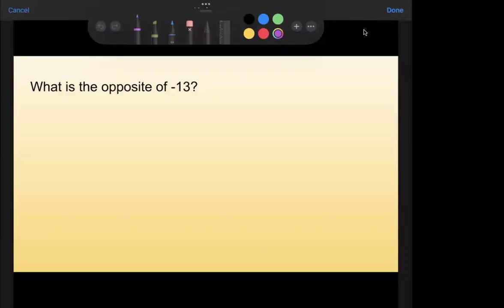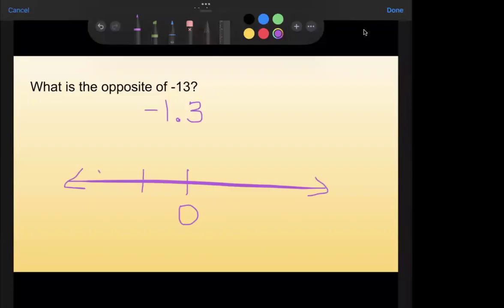Okay, here's our next one. What is the opposite of negative 13? Again, I'm going to change that to a rational number by putting a decimal in it. So I'm going to make it negative 1.3. So we're looking for the opposite of that. Now, if I want to use a number line, I can go ahead and draw one real quick, put a 0 in the middle, and graph negative 1.3. So let's say that's 1 and that's negative 2. Negative 1.3 would be somewhere around here.